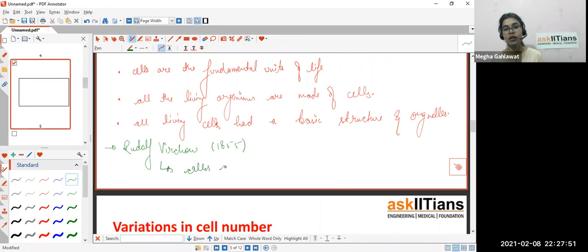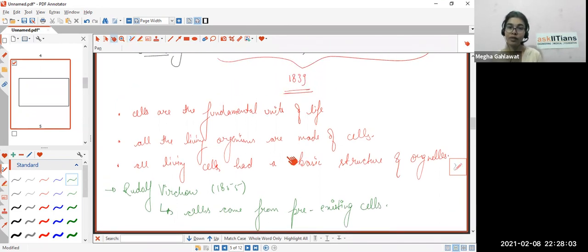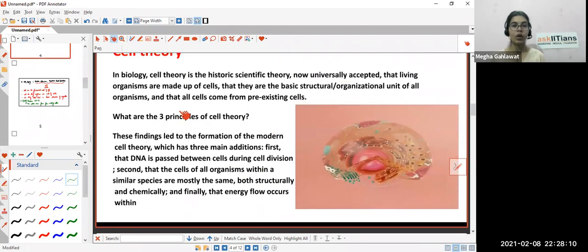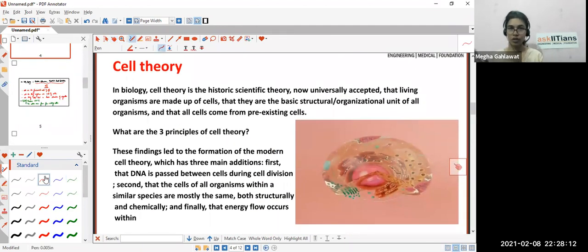Cells came from pre-existing cells. That means cells will give rise to new cells. Cells will be born from the cells themselves, right? We can go for this particular text as well, and we'll see.